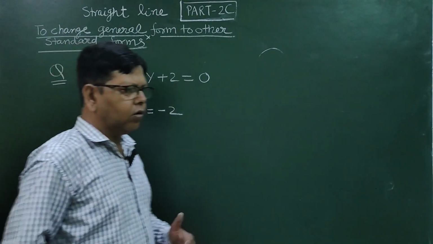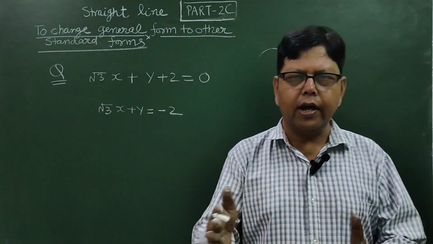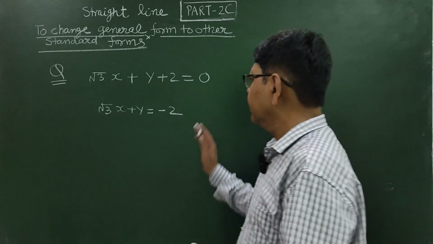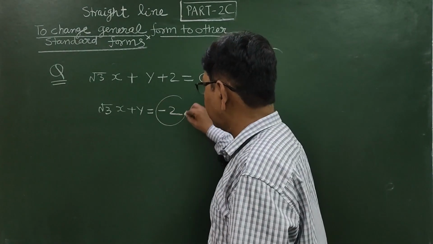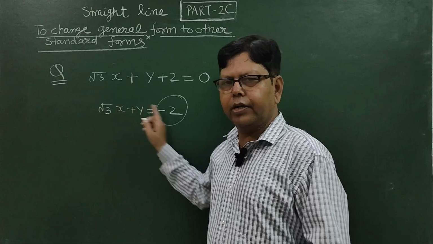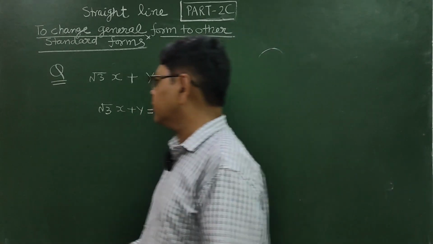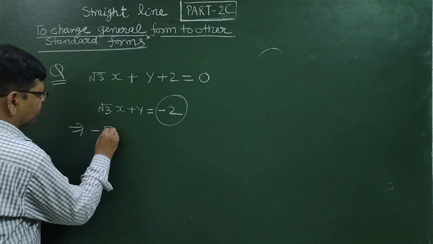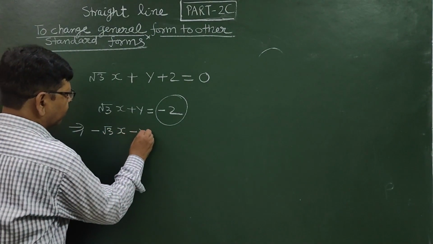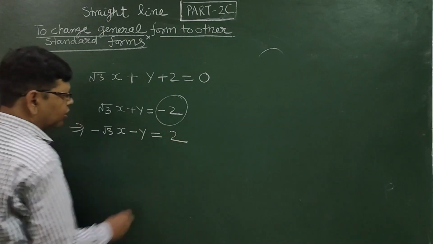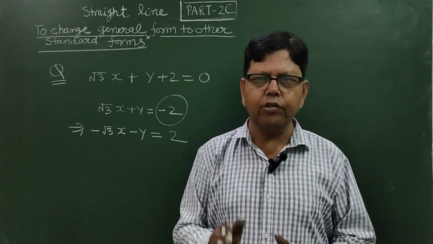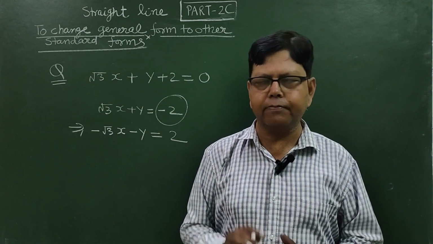For converting to normal or perpendicular form, we transpose the constant term to the right hand side. Now make it positive. How will you make it positive? If we multiply by minus 1 on both sides, this implies that minus root 3x minus y is equal to 2. Means we have to keep the right hand side positive because you know the length of perpendicular is always positive.